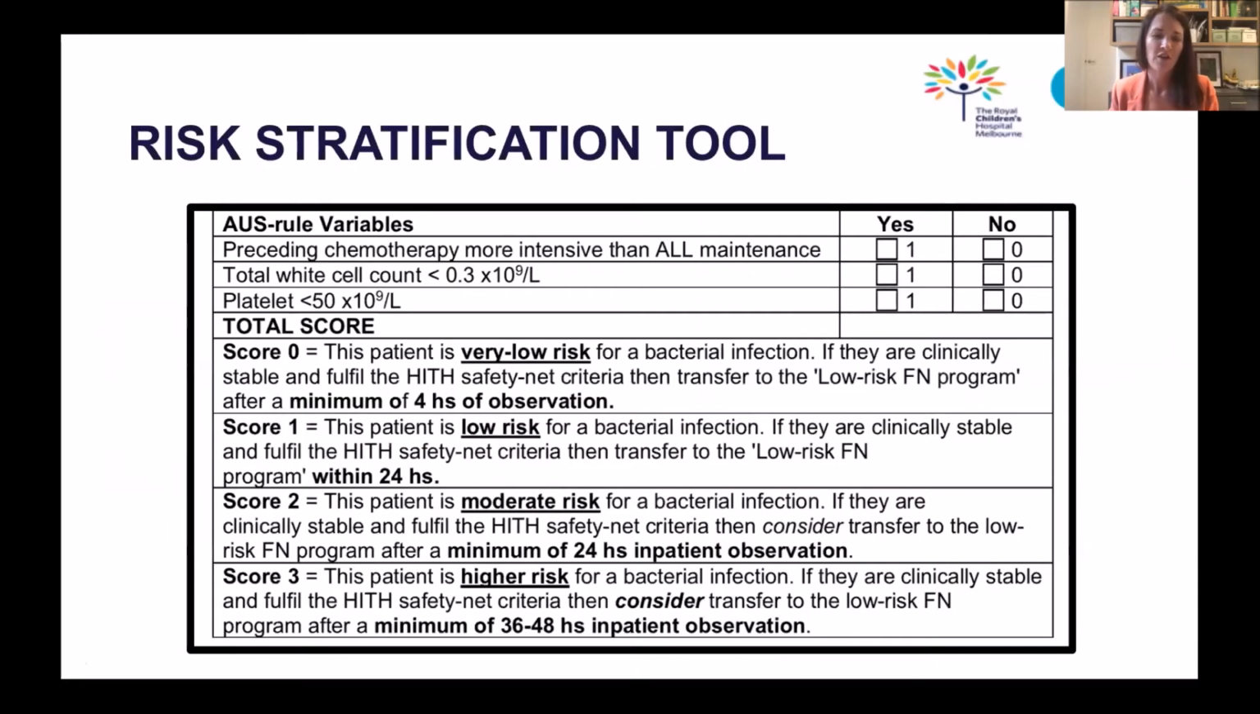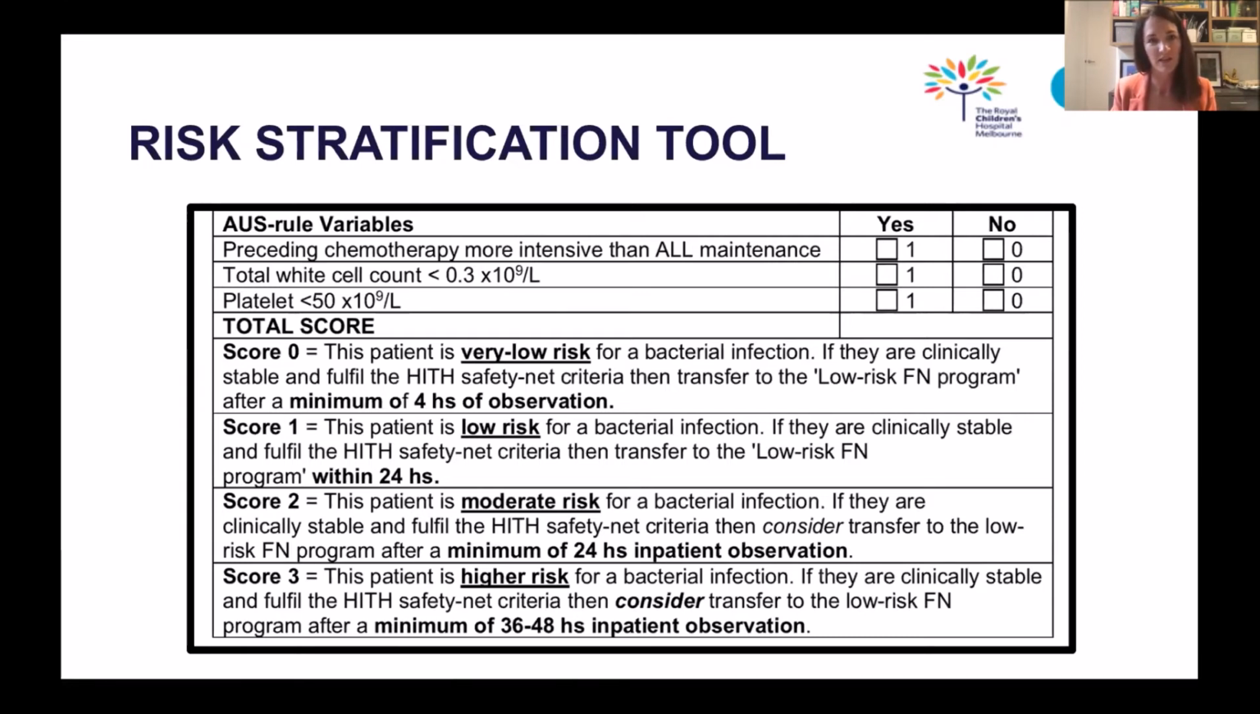So the Oz rule is a bit different to just simply stratifying into low and high risk. It relies on 3 clinical variables that are readily available when patients arrive in the emergency department. It needs a white cell count, a platelet count, and whether or not they're receiving chemo more intensive than ALL maintenance. And you can score a 1 for each of those.